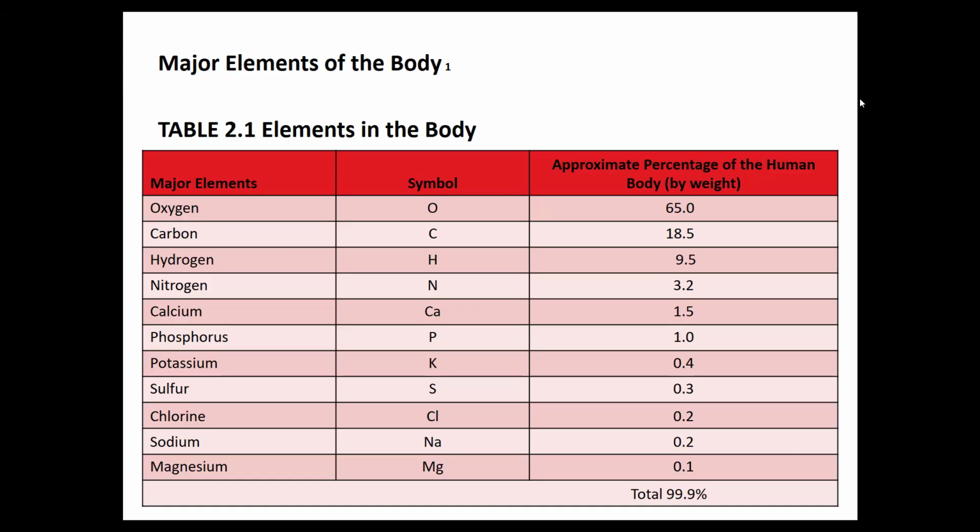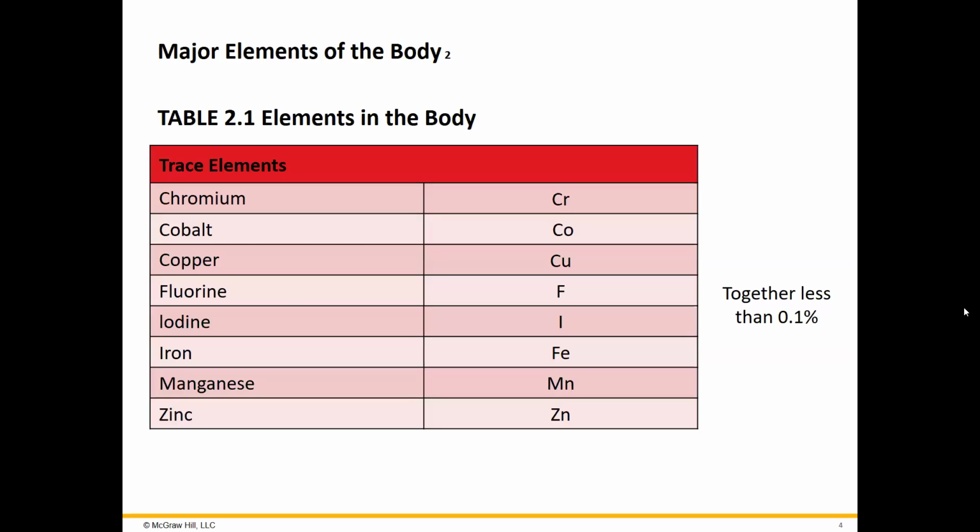Compare this to a trace element. Now, a trace element is altogether less than 0.1% of our body. But as we talked in class last week, you would recognize these as our supplements, yeah? Zinc, iron, manganese, iodine, fluorine, copper, cobalt, chromium. These are trace elements because we don't really need a lot of them in our body. Little goes a long way. They are trace amounts that we need.